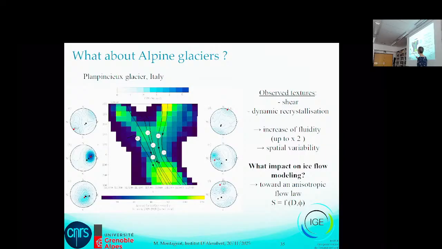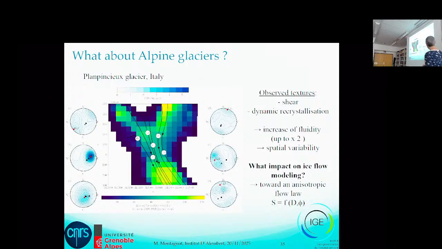Those are measurements. But from those measurements, we take the texture, we put it into a viscoplastic self-consistent model, and we can estimate the answer of our polycrystal and see how more fluid it is or how less fluid it is. Does that answer your question?